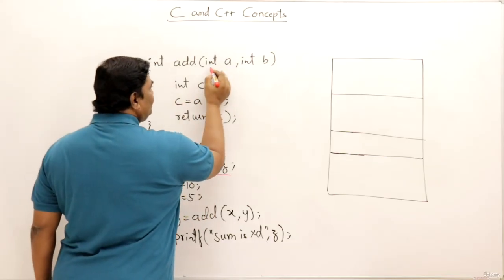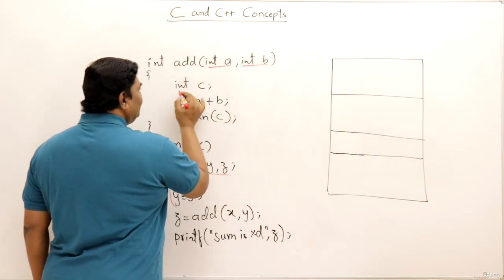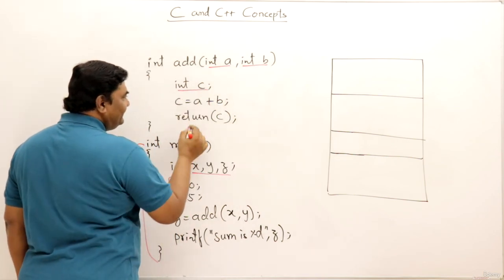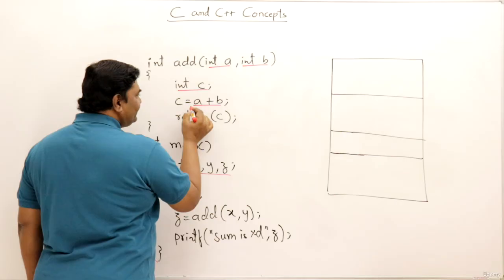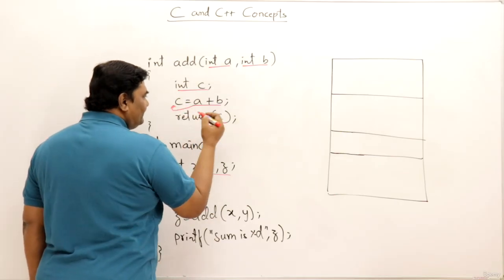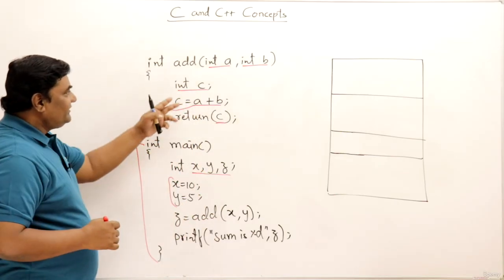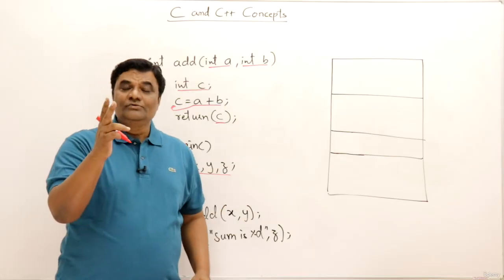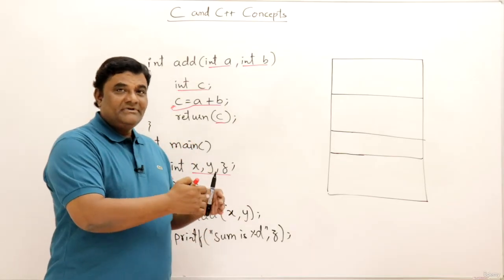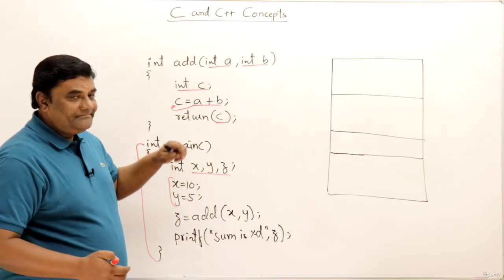See, this function is taking two values a and b, and locally it has its own variable c, then adding these two values and storing the result in c, and it will return the result, right? So it will take two values. This function needs two parameters. It will add them and return the result c.